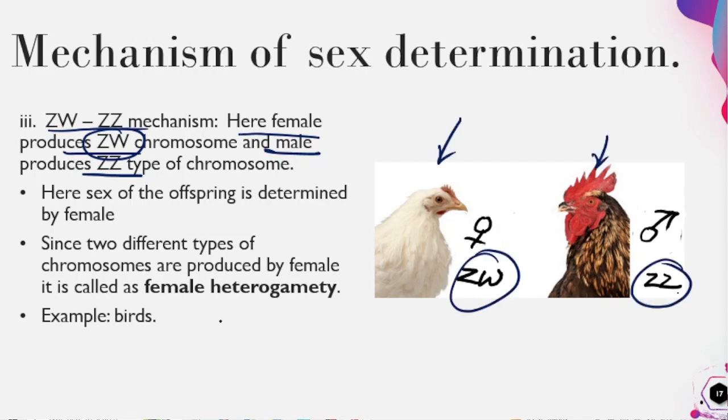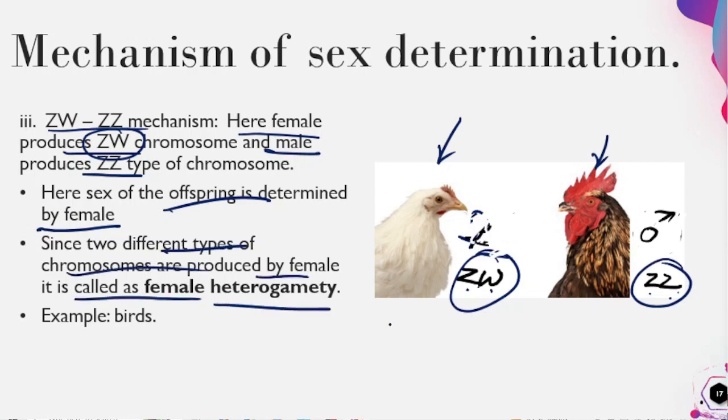Okay, so here the sex of the offspring that is going to be formed is determined by the female, because the female is having two different types of chromosome. The male is having the same type of chromosome, right? The female is having different types of chromosome. So here it is determined by the female. Clear? Since two different types of chromosomes are produced by the female, it is called female heterogamety. So actually here the female has two different types of chromosome and the male has a single type of chromosome. Therefore it is called female heterogamety. The example is birds. So examples are birds. Clear? Yes.